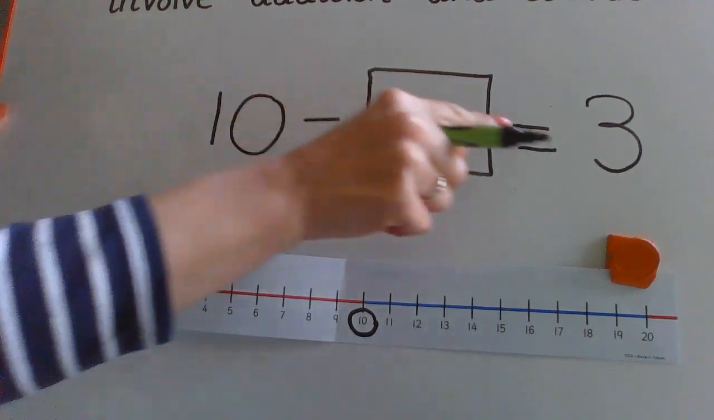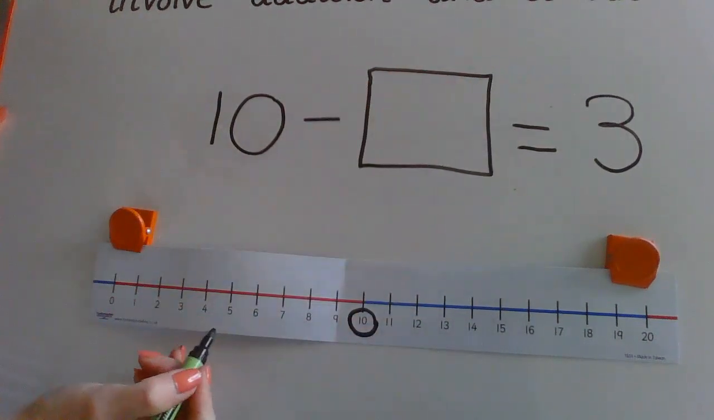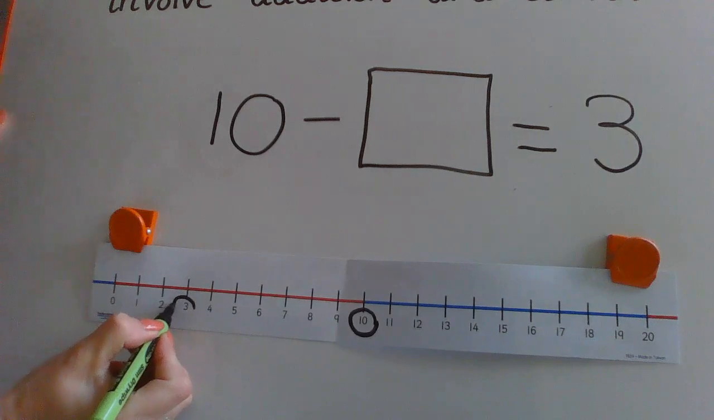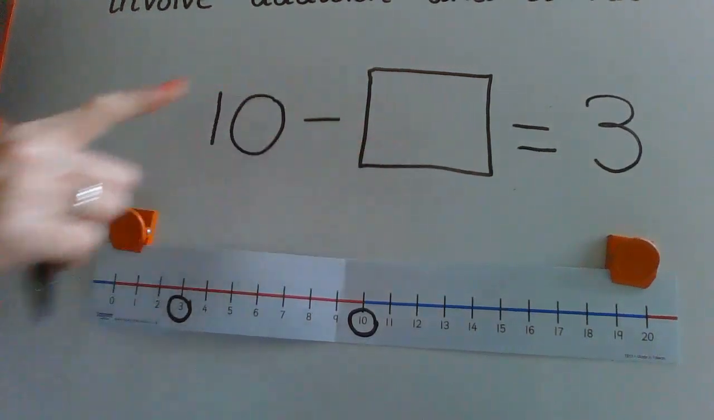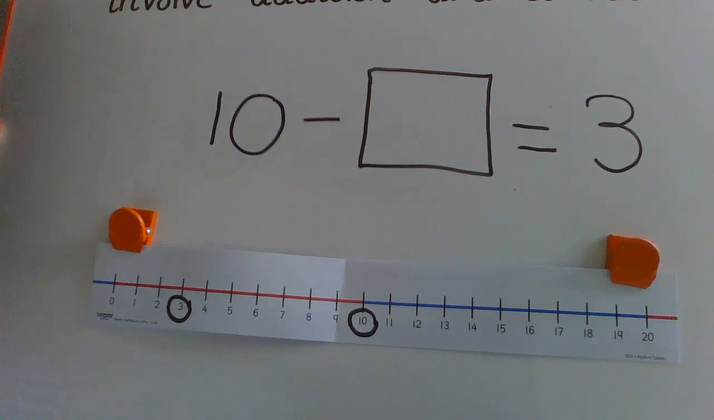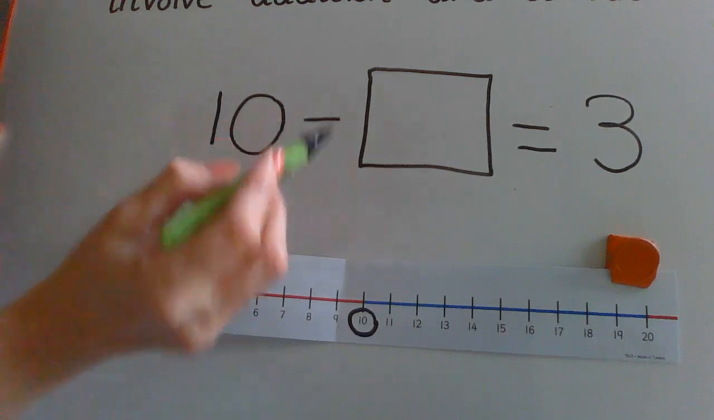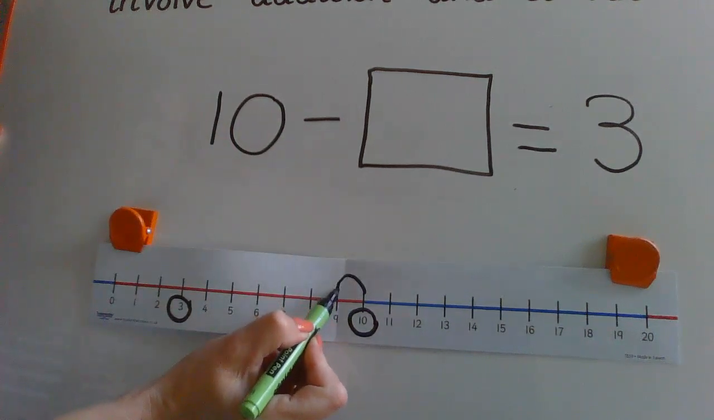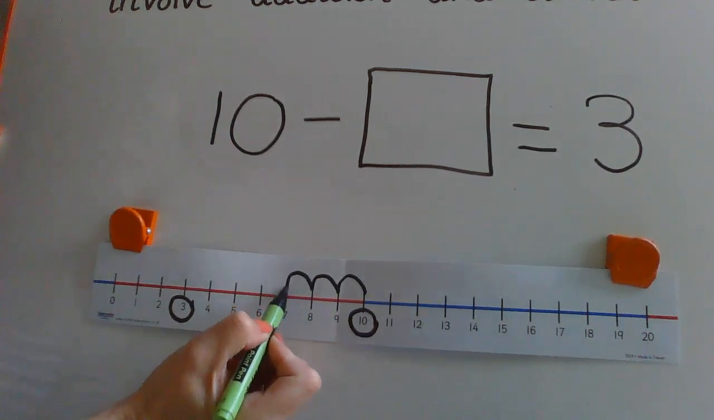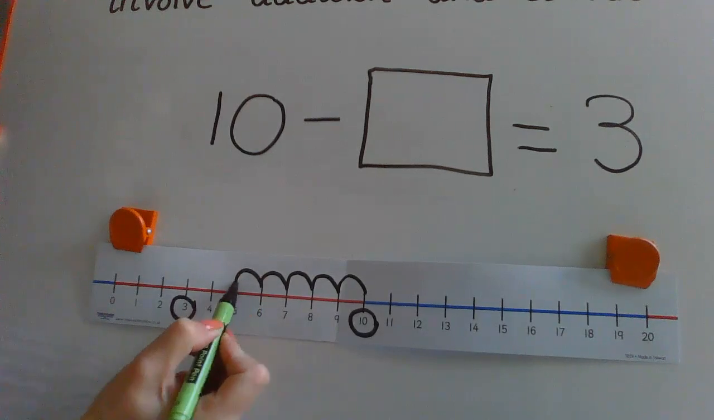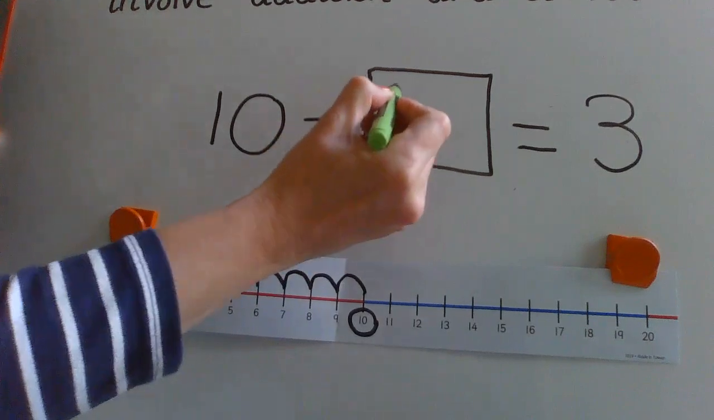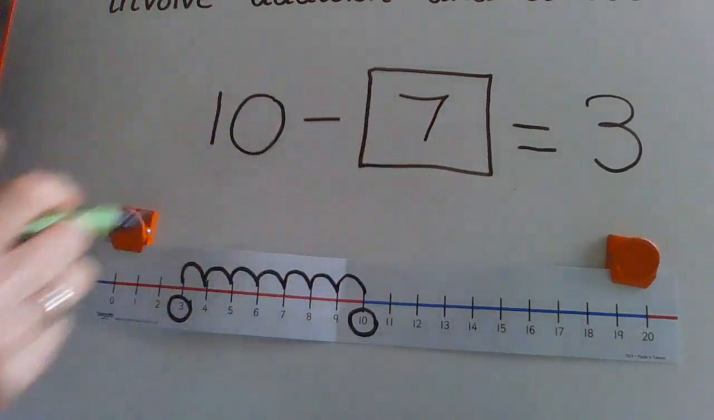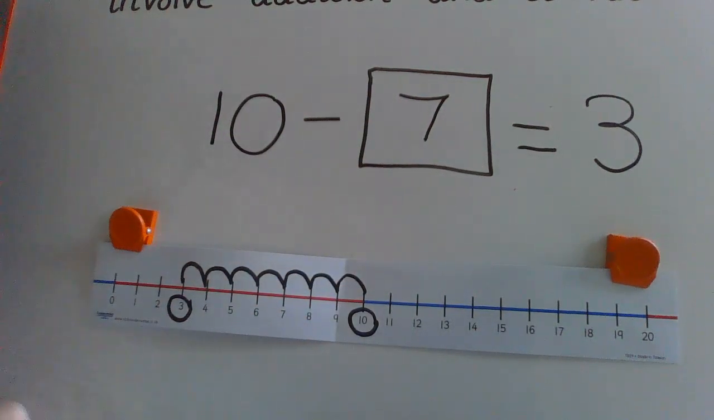Now my answer is number 3. So I'm going to find that. All the way down there. 3. So what's the missing number going to be? Well, we're going to have to jump backwards because it's a subtraction. 1, 2, 3, 4, 5, 6, 7. 7 jumps. 7. I think that's the answer.